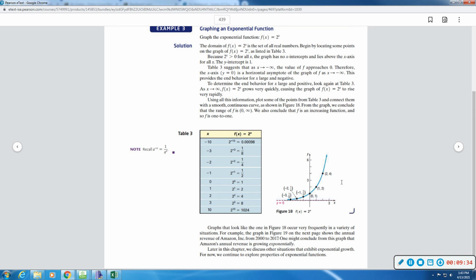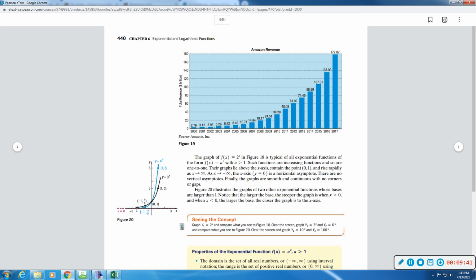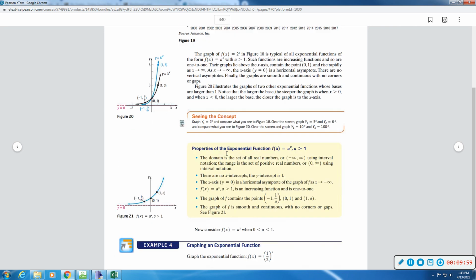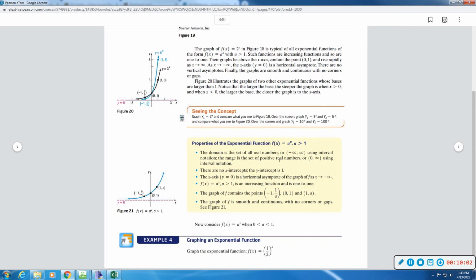We're also going to be doing transformations of this graph. So depending on how large your base is will determine the steepness of your curve. As you can see, this is y equals 6 to the x versus y equals 3 to the x. The 6 is growing extremely faster than the 3. Here are some properties of exponential functions, talking about domain, range, and some points that work and don't work.